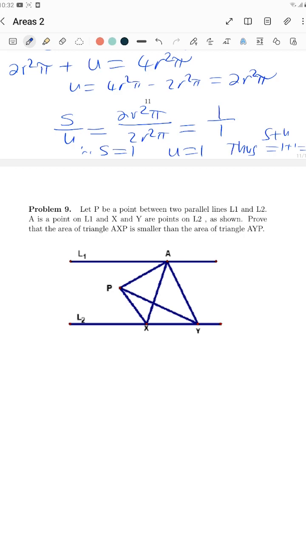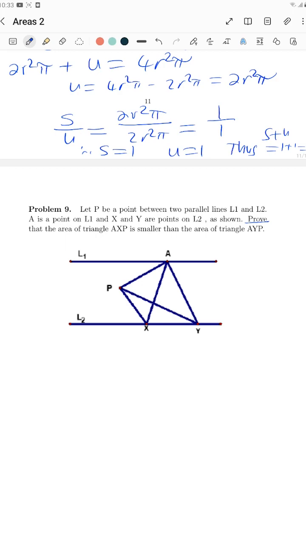Prove that the area of triangle AXP is smaller than the area of triangle AYP. So we see the word prove. Unlike problems 1 to 8, where the final answer was a numerical answer, here we have to write up a small essay of why this is so. Problems 1 to 8 are typical of the South African Maths Olympiad round 1 and 2.